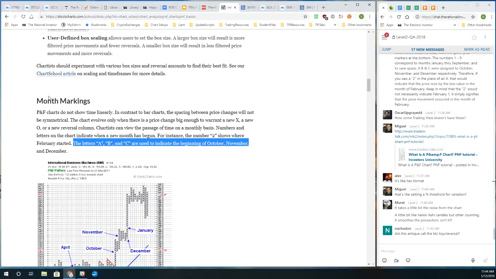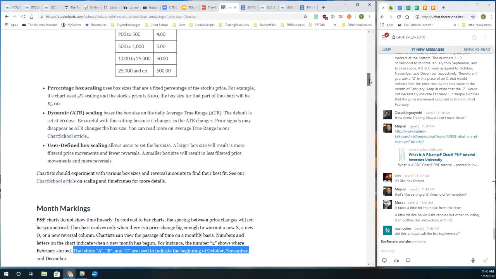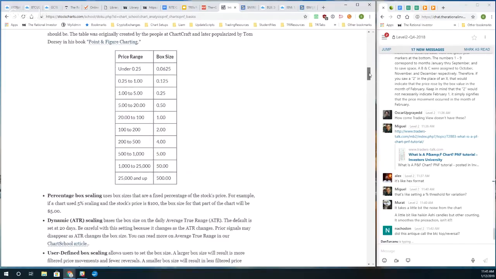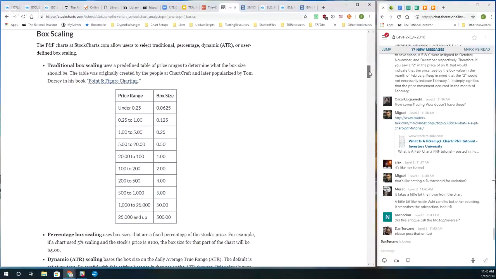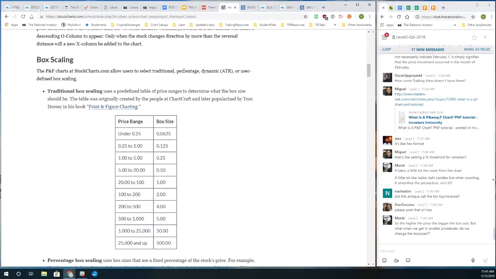So stockcharts.com didn't like using the O, N, and D. That was their choice. That doesn't necessarily have to be written in stone. The most important thing here is you just simply understand what it is you're looking at. Okay, so I wanted to just talk to you a little bit about this. How do we set the box scaling?